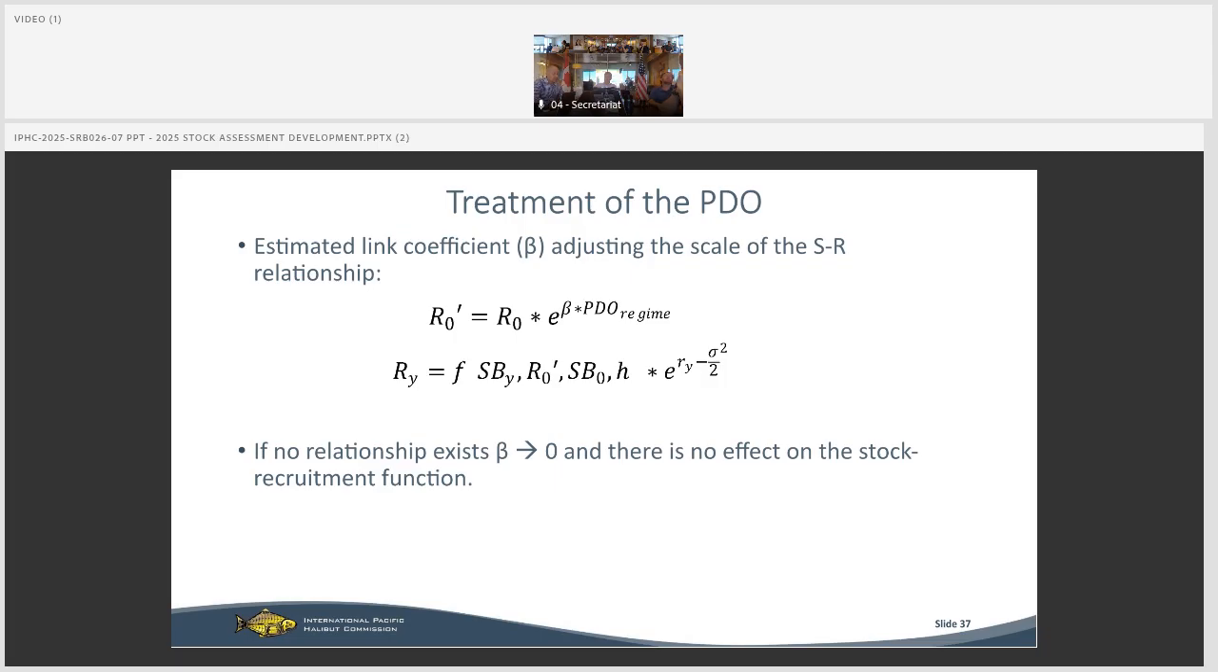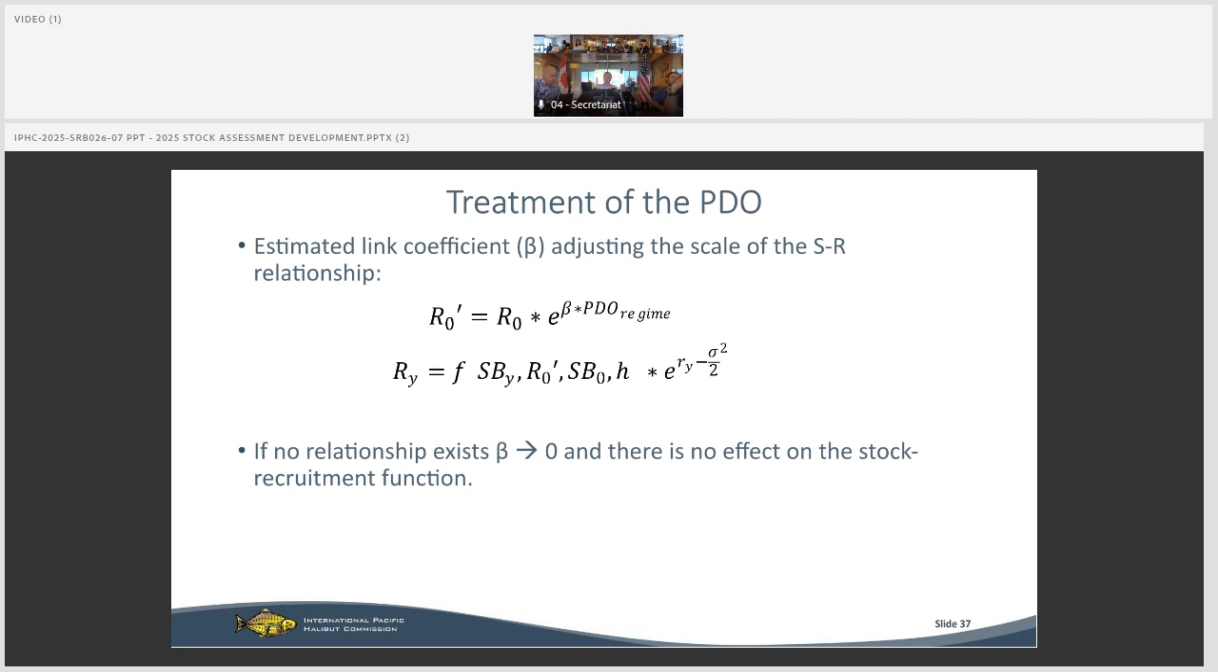The nice thing about this approach, and I haven't written out the full Beverton-Holt there, and my function parentheses disappeared as well, sorry, they're right in the document, is that recruitment is a function of the spawning biomass, the R0 prime, which is this R0 modified by the PDO, unfished B0, steepness, and the bias correction.